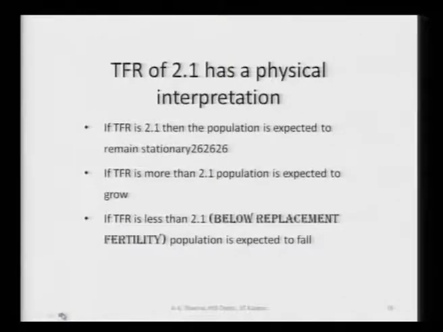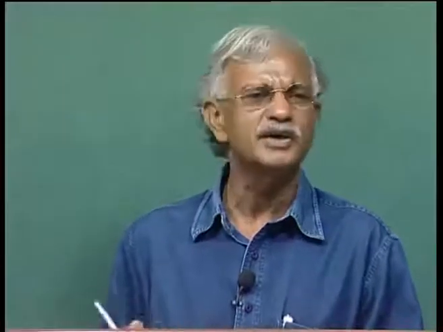Total fertility rate of 2.1 has a physical interpretation and a special significance. If total fertility rate is 2.1, then the population is expected to remain stationary. If total fertility rate is more than 2.1, population is expected to grow. If total fertility rate is less than 2.1, it is called below replacement fertility. Population is expected to fall. The idea of 2 is that 2 children means roughly 1 son and 1 daughter, and if total fertility rate is 2.1, then each woman is replaced by 1 daughter in the next generation. So, the population becomes stationary.